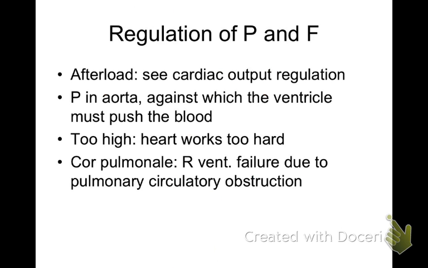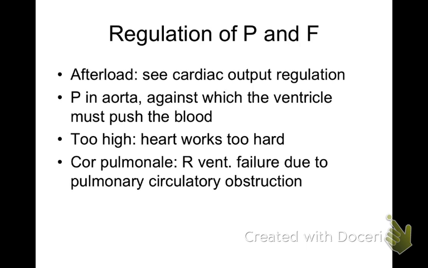So in terms of regulating pressure, it's the afterload that the aortic sinus is measuring. Now, we studied afterload very briefly when we studied the heart. Afterload is simply the workload the heart has to perform to overcome the high blood pressure in the aorta.